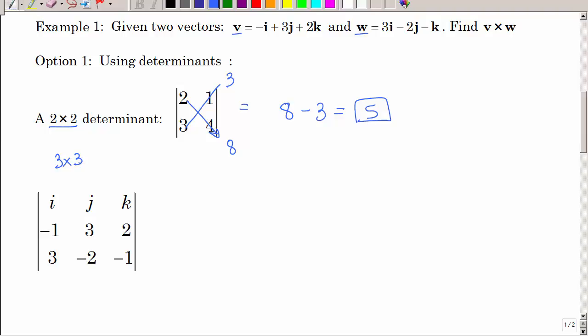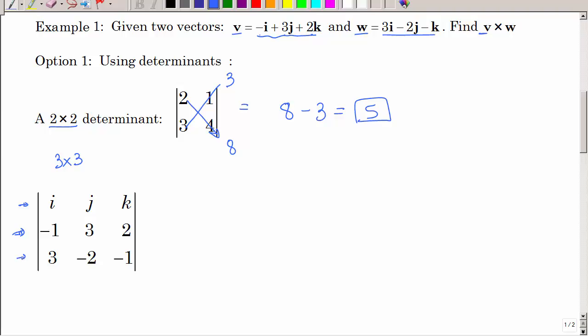How do we set that up? Well, the first row is i, j, and k. Remember, those are our unit vectors in the direction of x, y, and z. Then the next row, because this is not commutative, order does matter, and we want to find v cross w. So the v comes first. Notice, look at the components. -1, 3, 2, that goes in this row. And then we have the components of w that goes in this row.